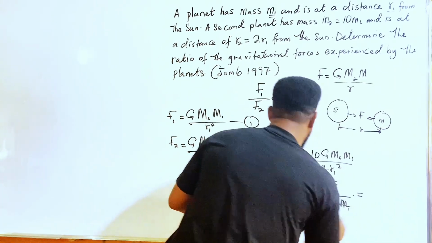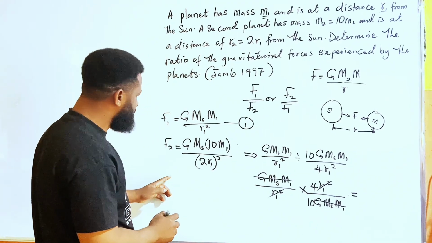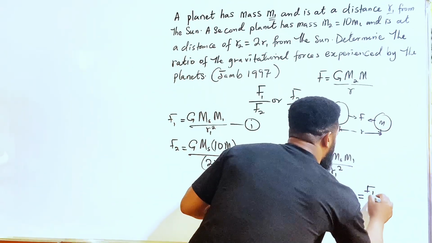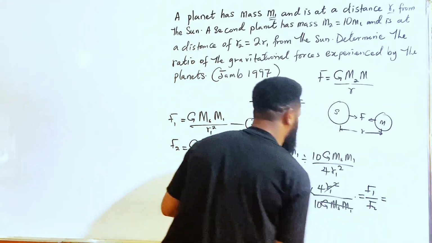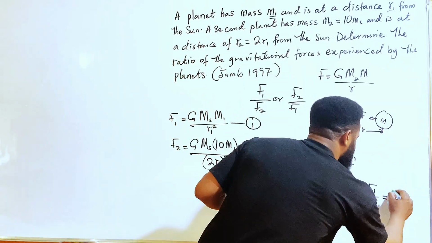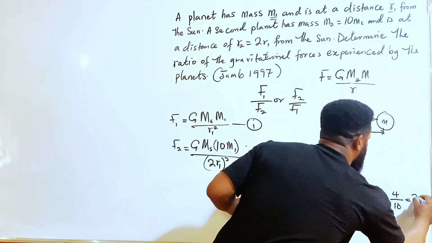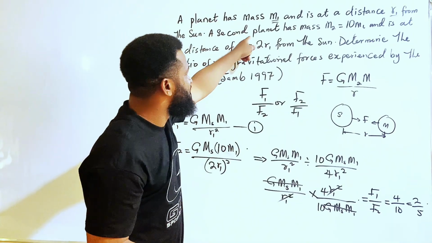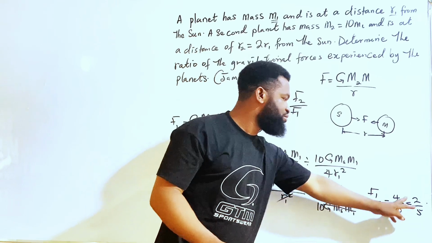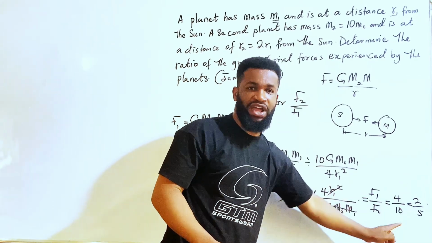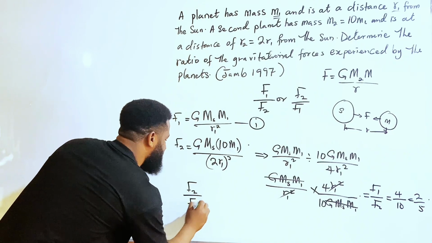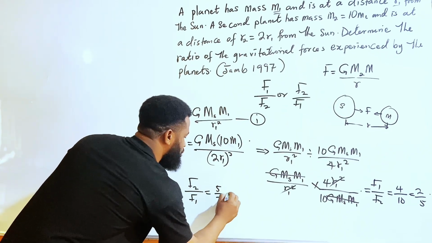So I'm doing F1 over F2. Therefore, F1 over F2 is given as what? 4 over 10, which is 2 over 5. So the ratio of the force on the first planet to the second planet is 2 over 5, or 2:5, which means that the ratio of the second planet to the first planet is 5 over 2, or 5:2.